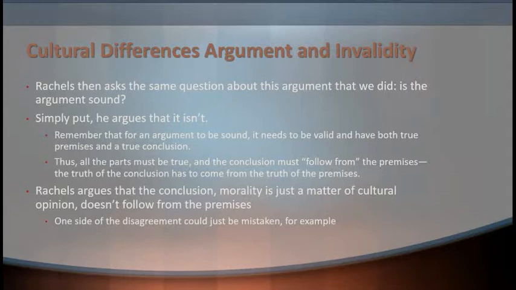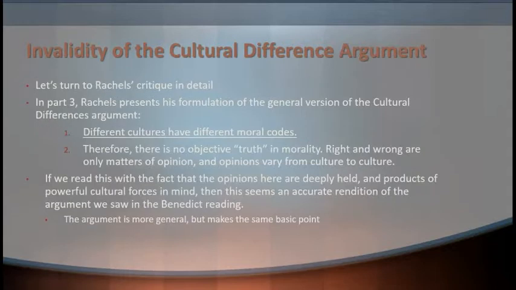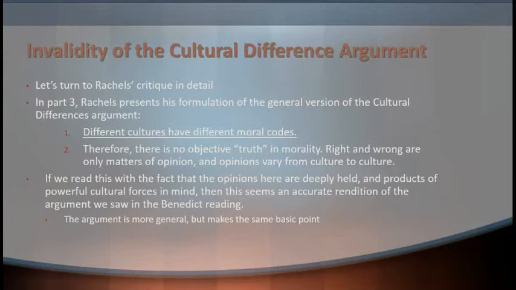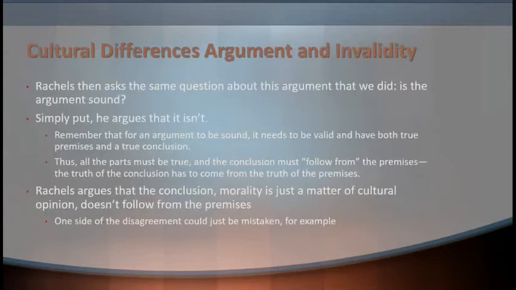Now, Rachels argues that the conclusion of the cultural differences argument, that there is no objective truth in morality, doesn't follow from the premises. The premises might be true, but they aren't the reason why the conclusion would be true. When we're talking about moral disagreements, it's entirely possible that one of the two cultures is simply mistaken. Suppose that you have two cultures that differ about the treatment of the dead, I think one of the examples that Rachels talks about.